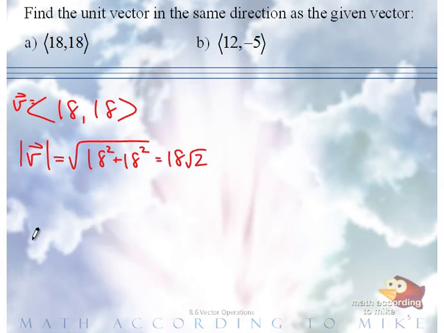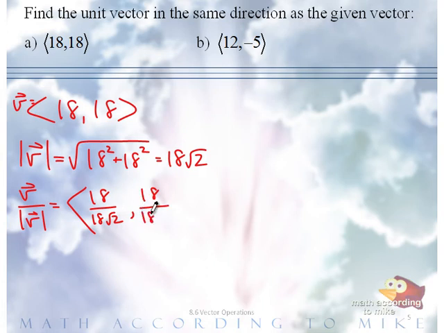So to find the unit vector in the same direction as 18, 18, divide the vector v, 18, 18, by the magnitude of vector v, 18 radical 2. If you would do the first one, I'll do the second one once we do the first one. What is 18 over 18 radical 2? Radical 2 over 2. That means the second one is also radical 2 over 2.